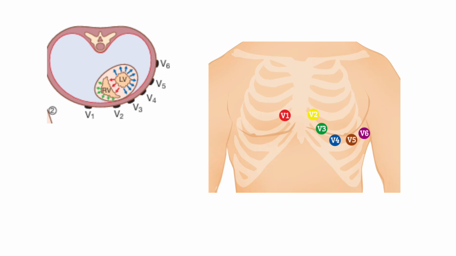Position of chest leads: V1, over the 4th intercostal space near the right sternal margin. V2, over the 4th intercostal space near the left sternal margin. V3, in between V2 and V4. V4, over the left 5th intercostal space on the mid-clavicular line. V5, over the left 5th intercostal space on the anterior axillary line. V6, over the left 5th intercostal space on the mid-axillary line.